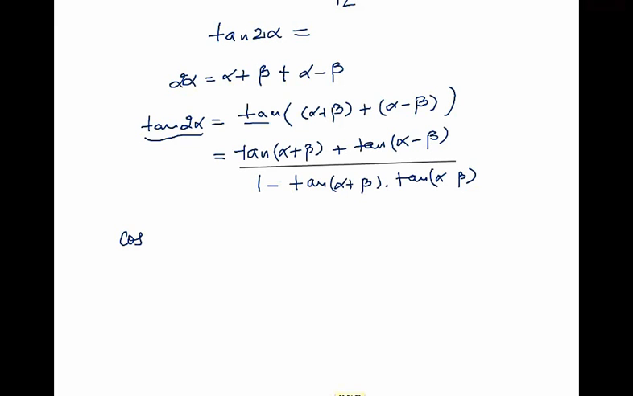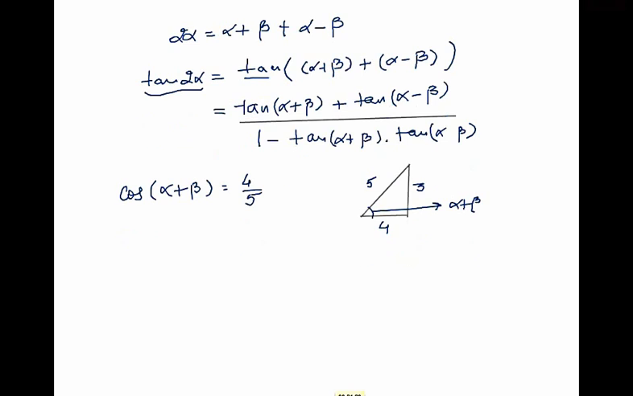Now as we have been provided cos(alpha plus beta) is equal to 4 by 5, if we consider a triangle, it will be 4 for the base, if this angle represents alpha plus beta, and this will be 5. So this perpendicular will turn out to be 3, because we know that 3, 4 and 5 constitute a Pythagorean triplet. So from here we can say that tan(alpha plus beta) will be equal to 3 by 4.